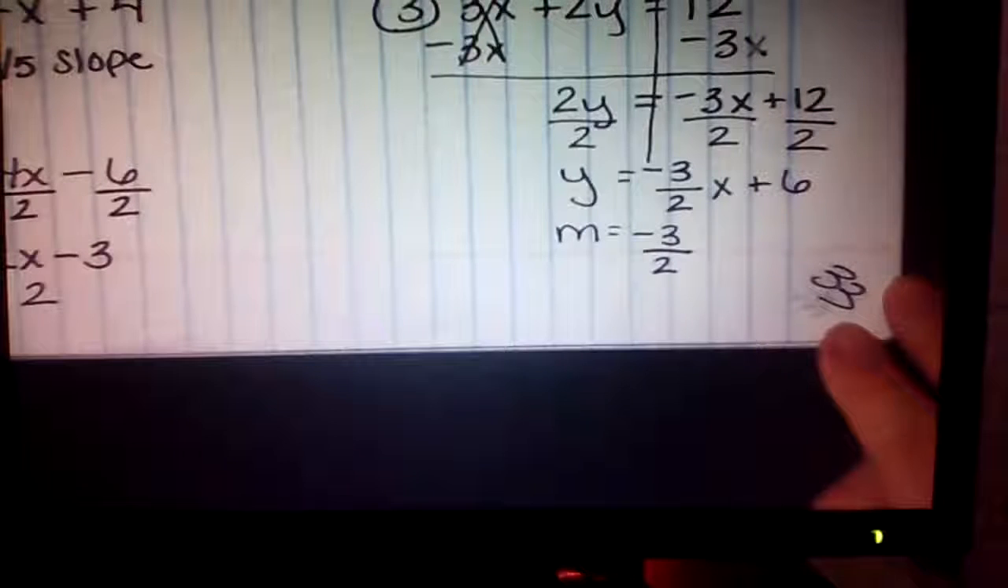Okay, so you will have really easy ones where you can just look at it and say, this is my slope. You will have medium ones where all you have to do is really divide everything and you can find the slope. Then you'll have these harder ones where you have to move the x first and then divide. Okay. Questions?